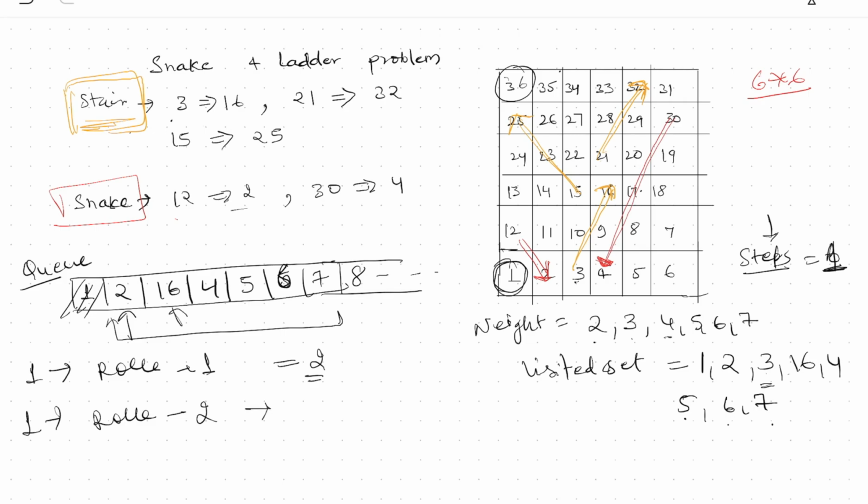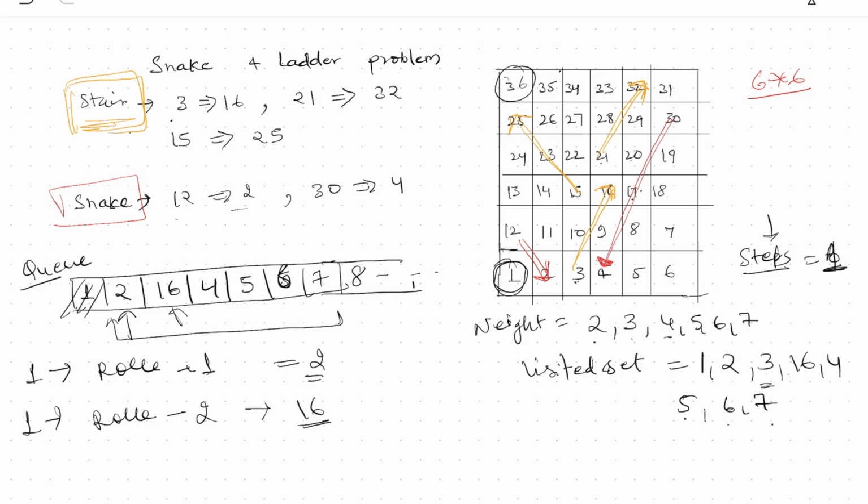What if the roll is giving me 2 and I'm at the third one? Then in that case what will happen? I have a 16. Because I will reach 16, I will check the neighbors of 16 now. So 16's neighbors will be 17, 18, 19, 20, 21, 22. So those elements will go into the queue. This is coming as a part of the second dice roll.